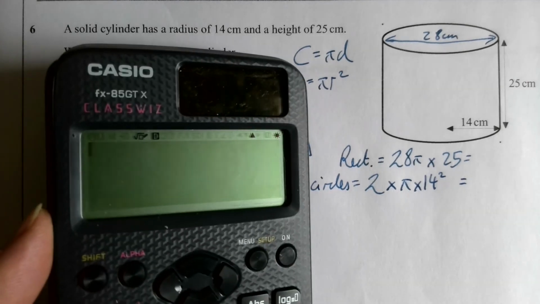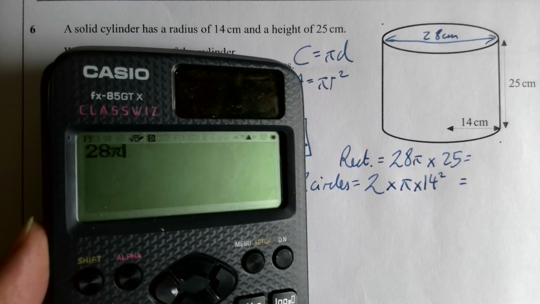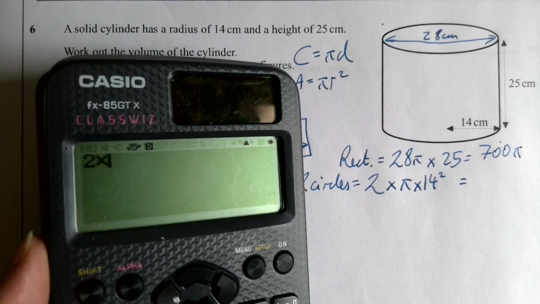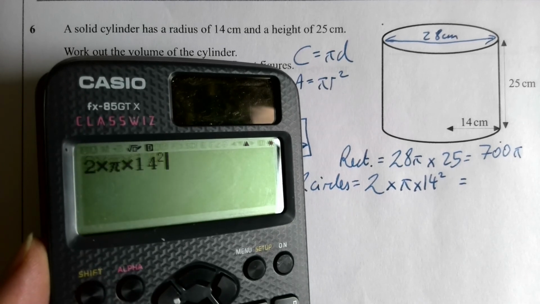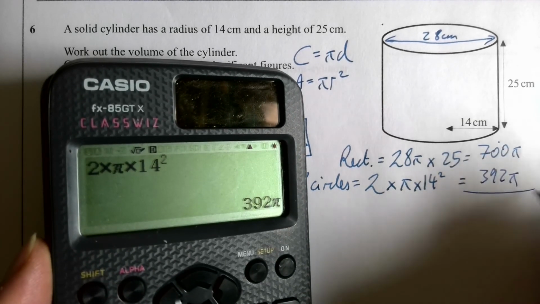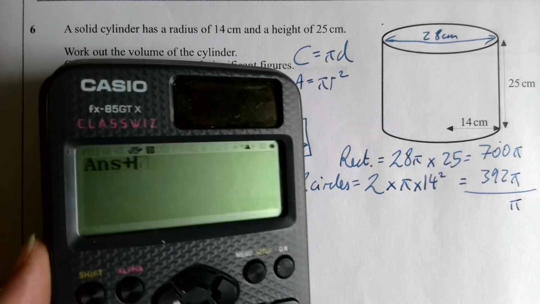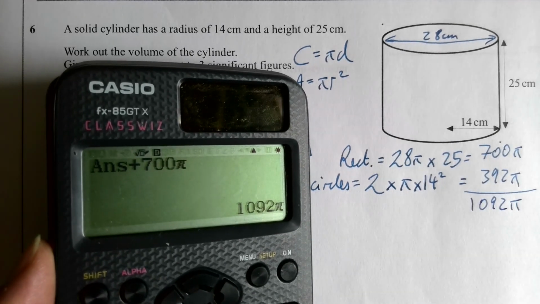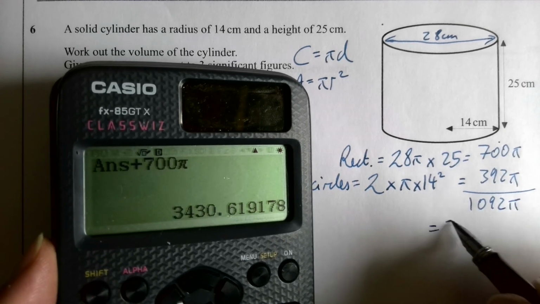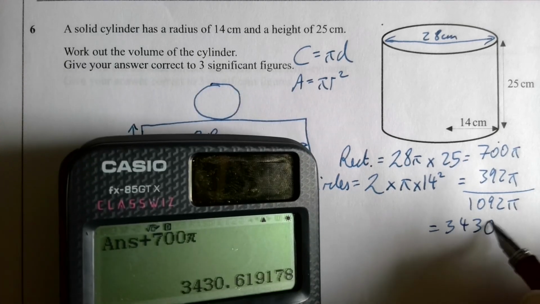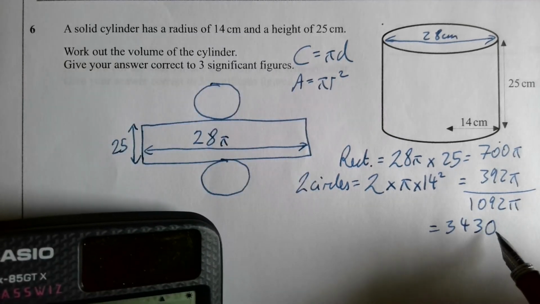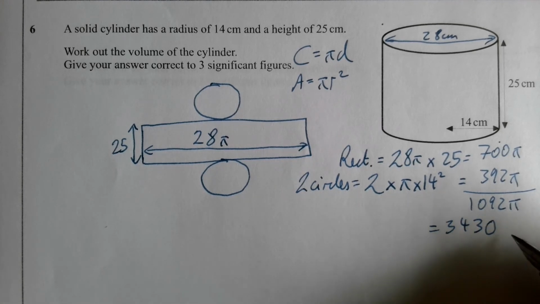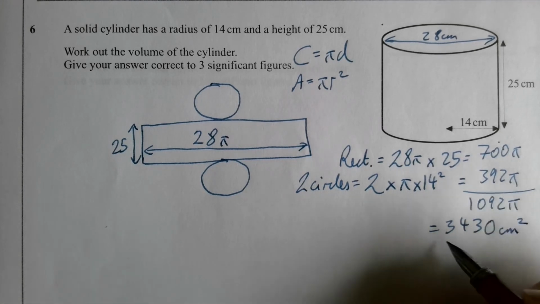So let's pop all that into the calculator now. 28 shift pi times 25 equals 700 pi. 2 times shift pi times 14 squared is 392 pi. I can do that bit without a calculator, but why should I, I can just hit 700 pi in there. It gives me 1092 pi. Press S to D at this point. You've got 3 marks by then anyway. 3, 4, 3, 0. I've now got 4 significant figures already, and it's rounded itself already, hasn't it? Because we've only got 3 there. So it is 3,430, and the units are centimeters squared.